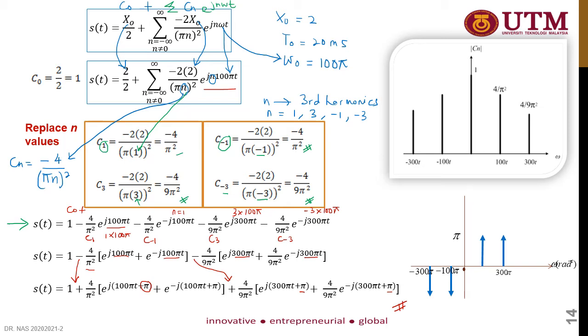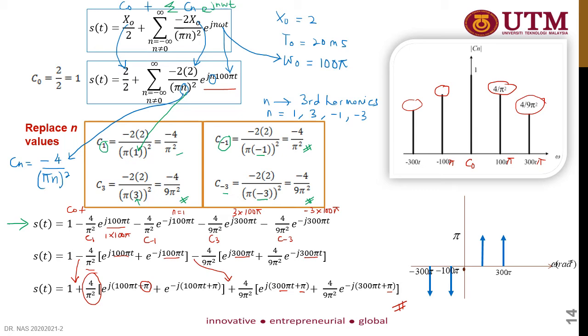Okay, so finally you can plot the spectrum, both the magnitude and the phase spectrum. You can look at the first one. You have your C0 here. The magnitude is 1, and then the first frequency is 100 pi. At 100 pi, the magnitude is now 4 over pi squared. The same goes for the negative frequency. Next one at 300 pi, the magnitude is 4 over 9 pi squared. The same goes for the negative frequency.